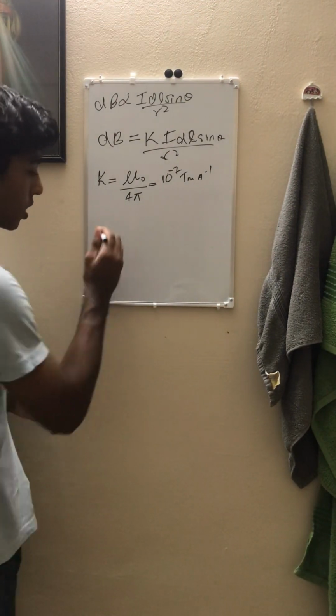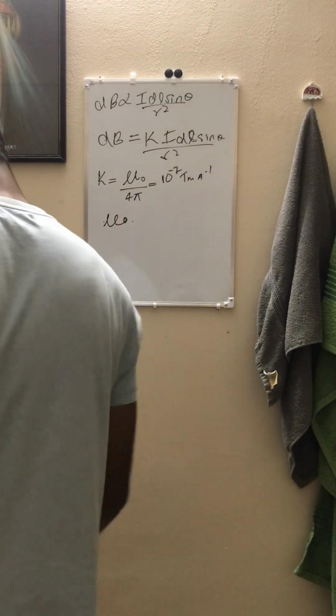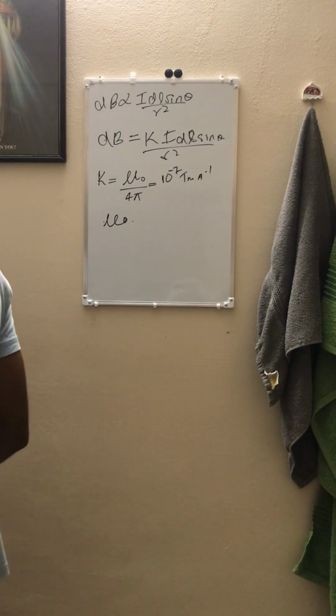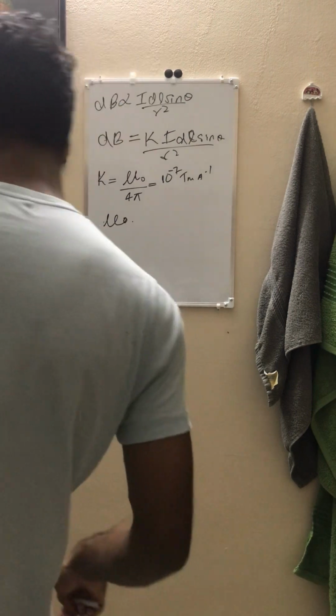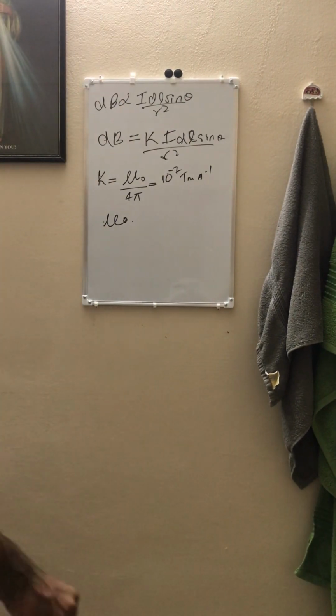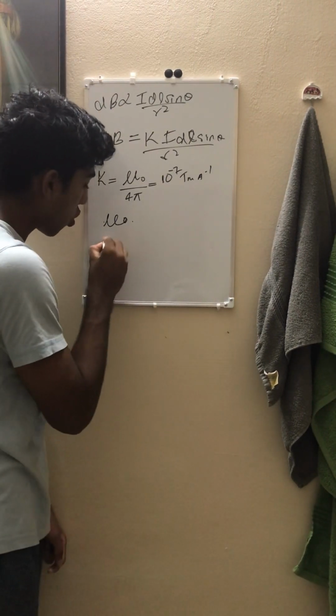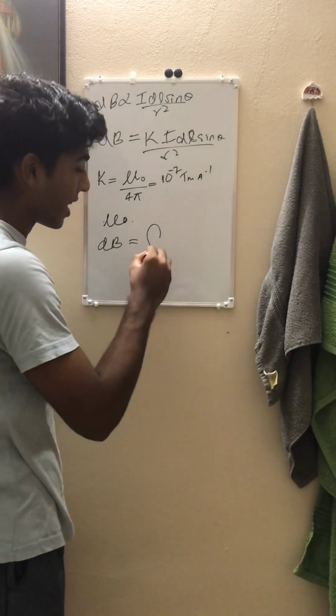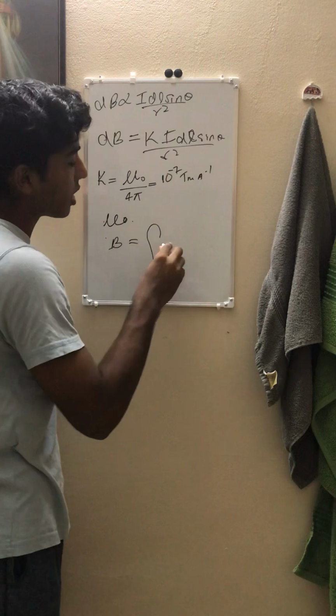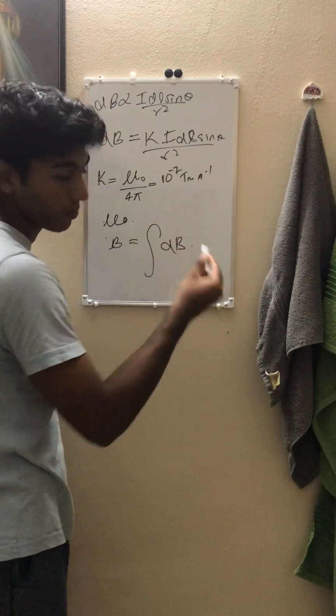And what is mu 0? Mu 0 is basically the permeability of free space. Yeah, permeability of free space. And if I want to find the total magnetic field, I just use calculus and I integrate it, and I will get the total magnetic field.